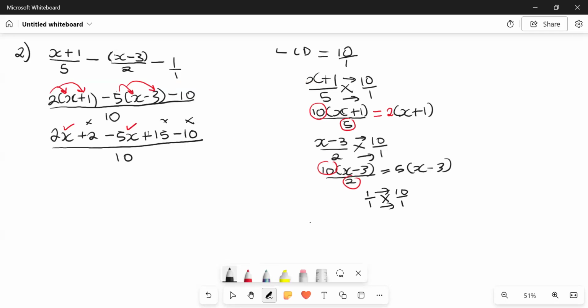Perfect. Now let's start. 2 minus 5, we get minus 3. Remember, we're dealing with x. Don't forget to write that x. Perfect. Now, 2 plus 15, that's 17. Minus 10, that's 7. Right? All divided by 10. Perfect. So this is our final answer, because we cannot subtract negative 3x with 7, right? Those are not like terms.